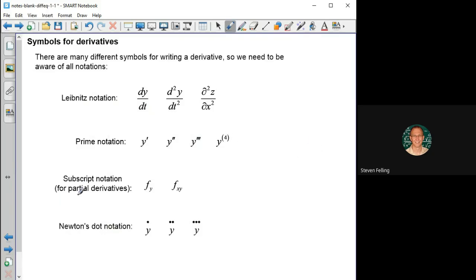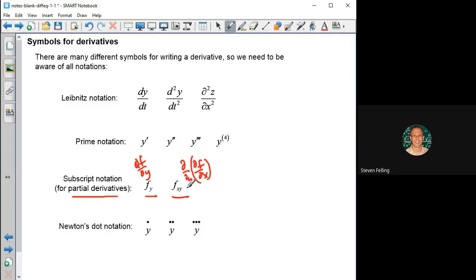Right? For partial derivatives, we also have a subscript notation, so the equivalent of the partial derivative of, say, some function f with respect to y can be written as f sub y, right? And this one would be: first take the partial derivative of f with respect to x, and then take the result of that and take the partial derivative with respect to y.